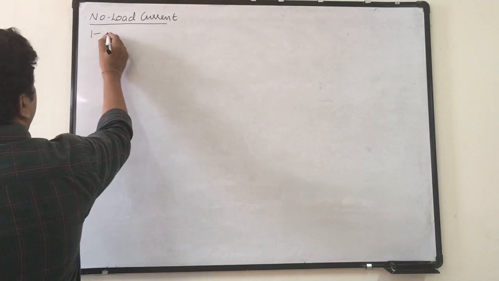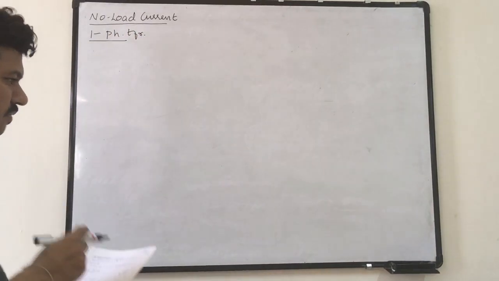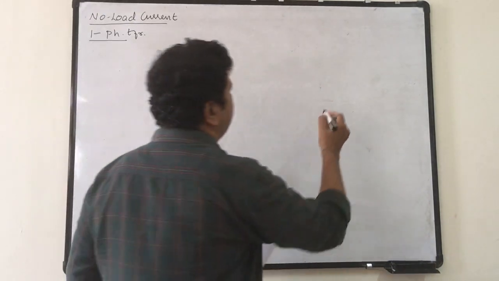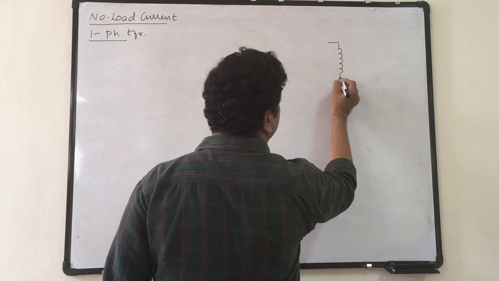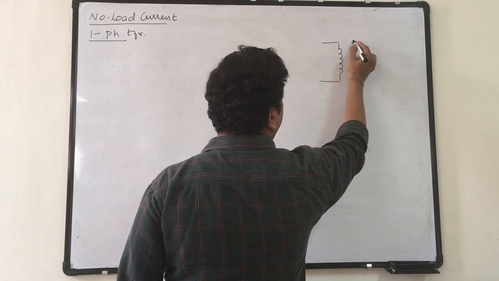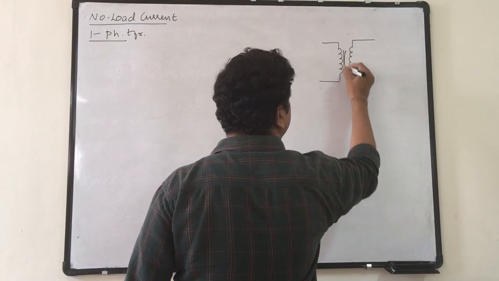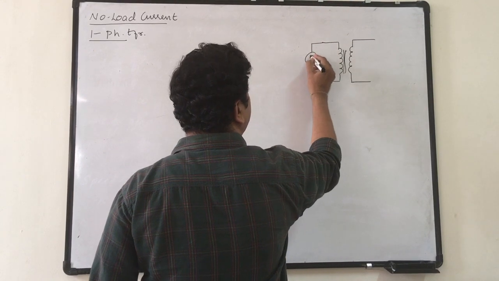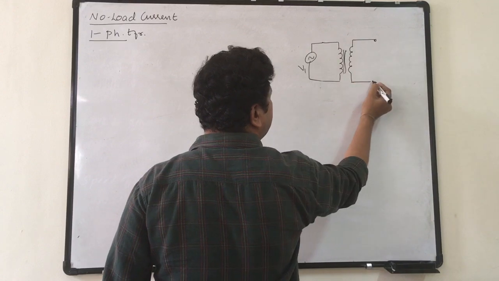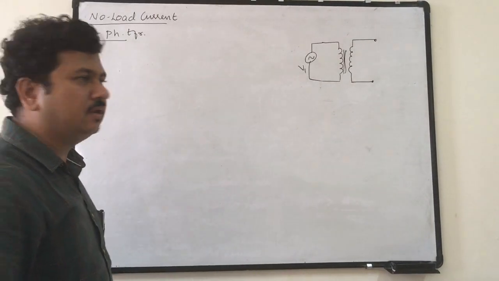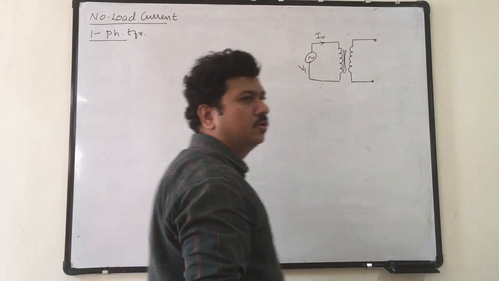First we will take a single phase transformer. So we know that whenever we connect the primary of the transformer to the supply, this is the primary of the transformer, and this is the secondary. When I connect the primary to the supply source, let this be V1. When the secondary is not connected to any load, then I will have a small amount of current drawn by the primary, known as no load current.